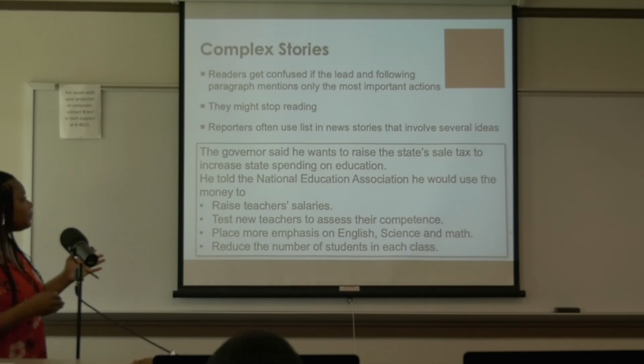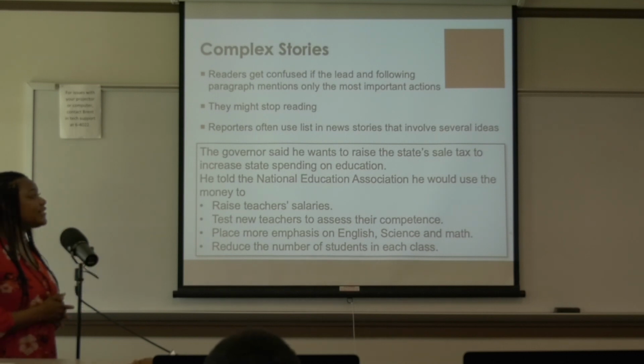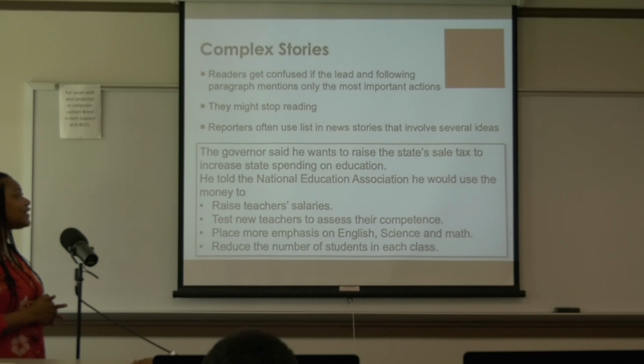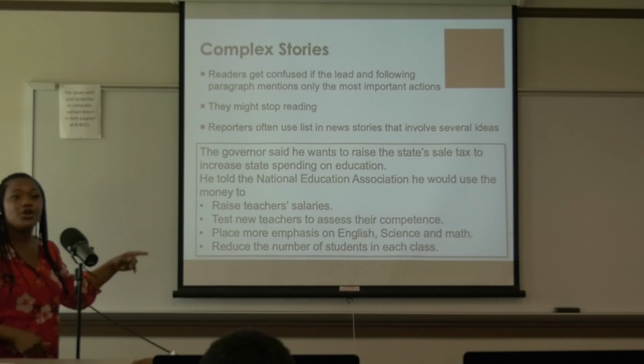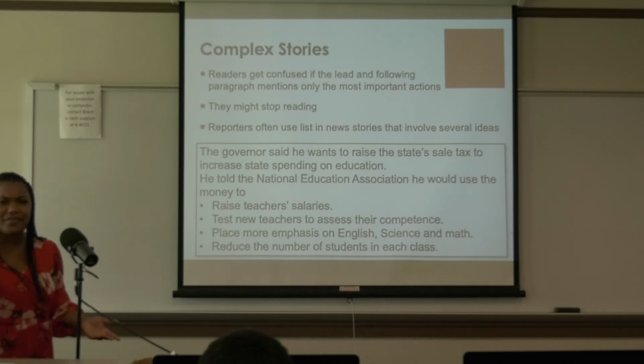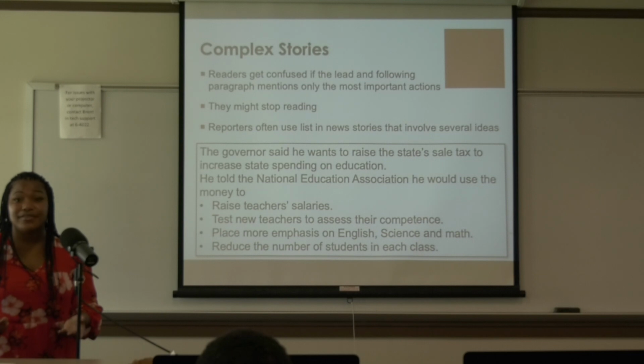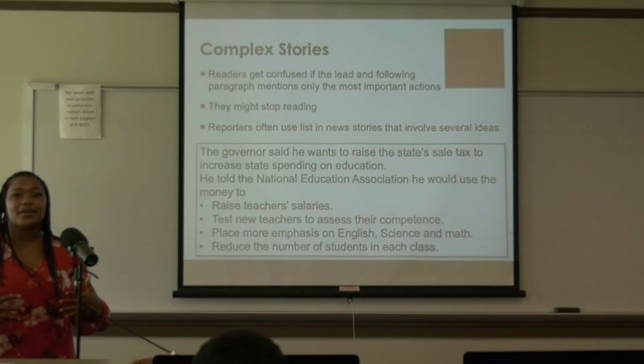Look at this example. The governor said he wants to raise the state sales tax to increase state spending on education. He told the National Education Association he would use the money to do all of these things. Could you have said all those things in one sentence? No, that's a lot to talk about. So he broke it up in a small list to make it more readable and more understandable to the audience.